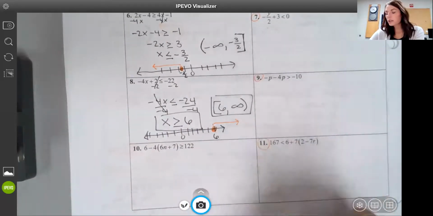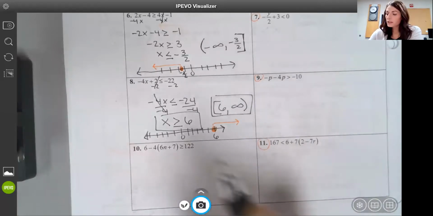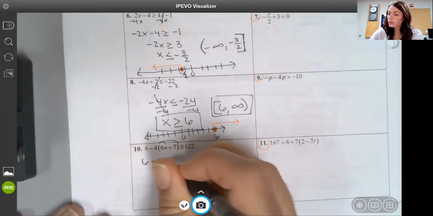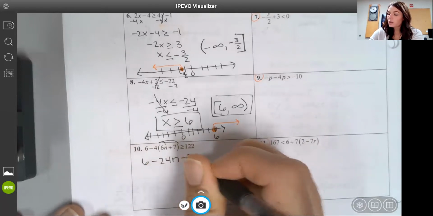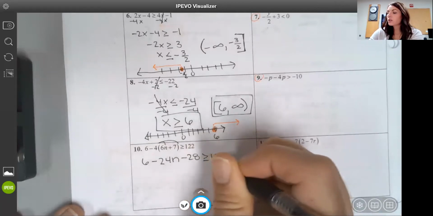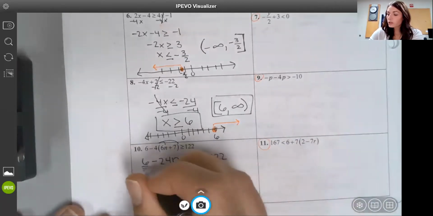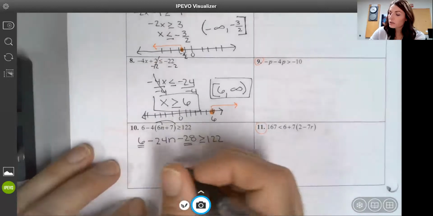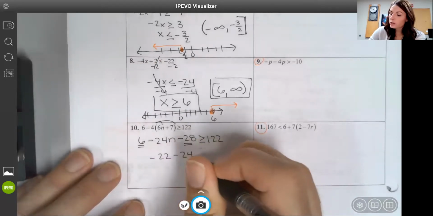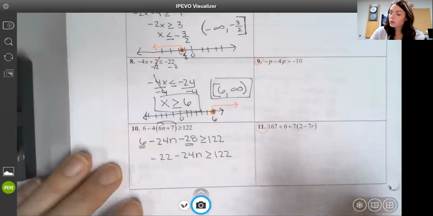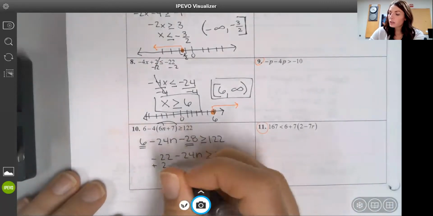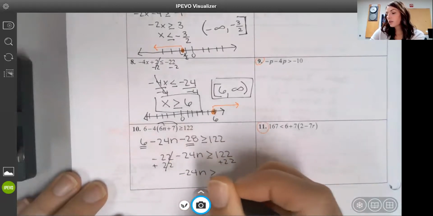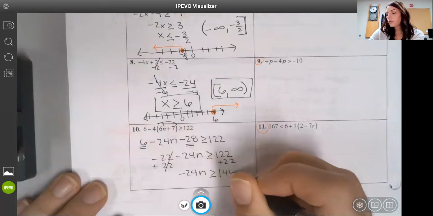Last example on this left-hand side, I have parentheses, so I'm going to start by clearing my parentheses first, which would give me 6 subtract 24n subtract 28 is greater than or equal to 122. I have like terms that I need to combine, careful here. I'm at +6, and I'm taking away 28, so I'm at -22. Subtract 24n is greater than or equal to 122. And now I add 22 to both sides. And I have -24n is greater than or equal to 144.